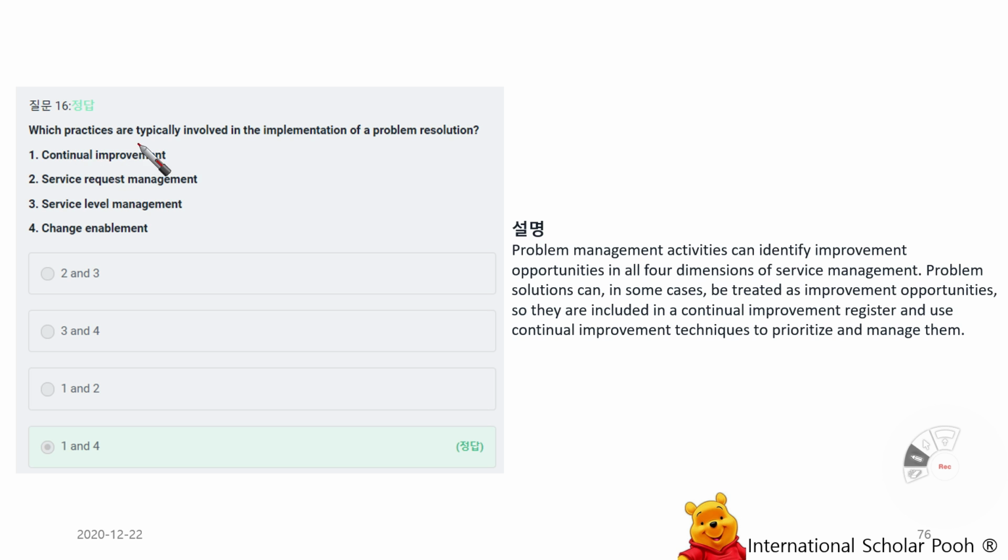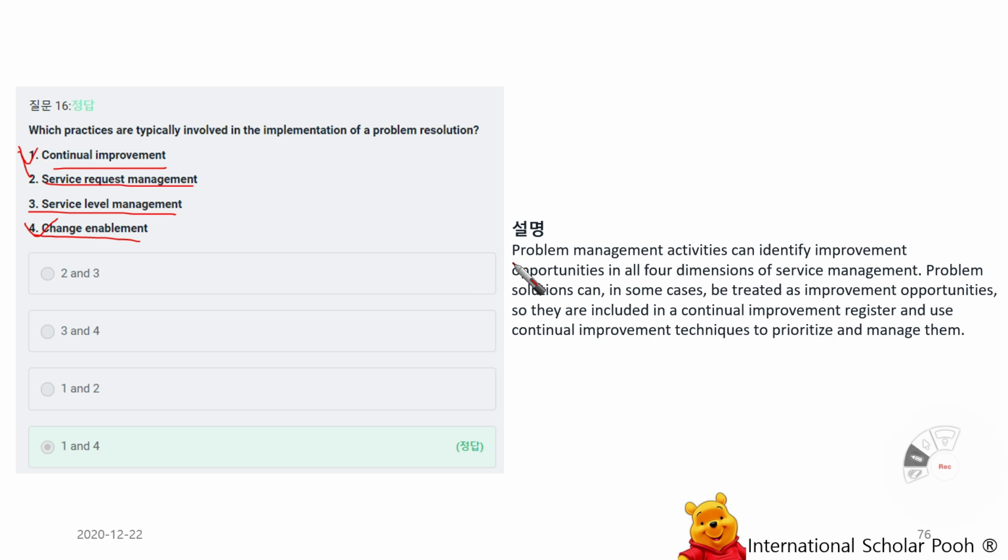Which practices are typically involved in the implementation of problem resolution, continuous improvement, service request management, service level management, and change enablement? First and fourth.